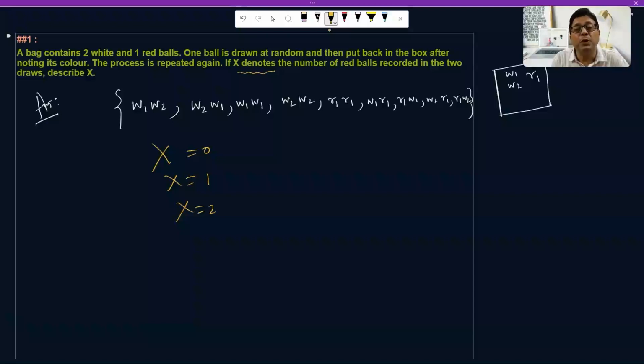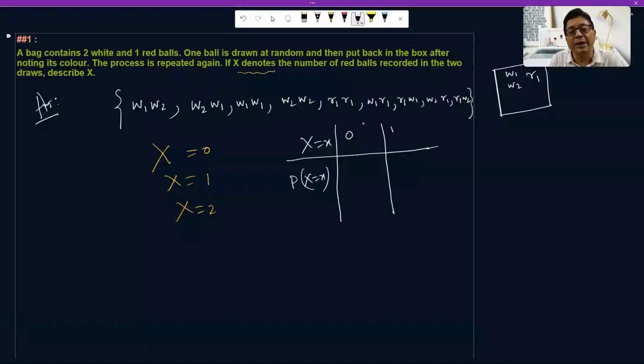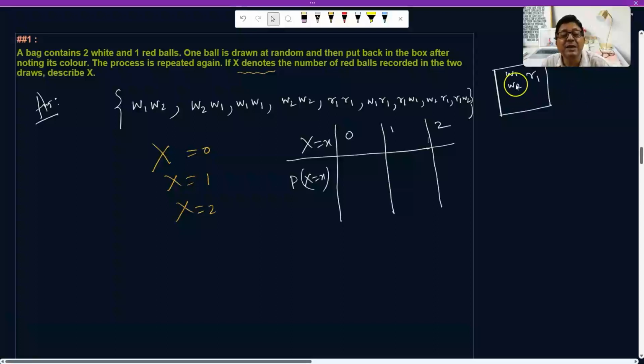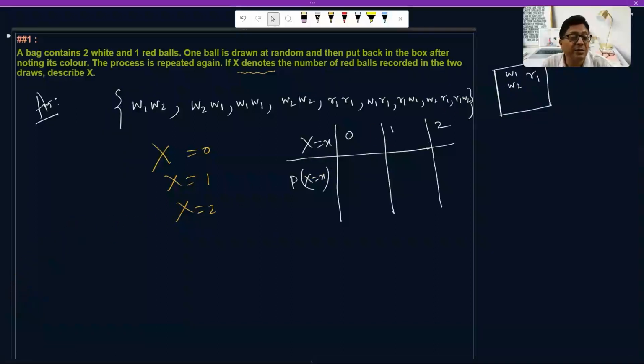So if you draw the table here for the purpose of the probability distribution, X equal to x in the first row, P(X equal to x) in the second row. What are the events over there? That is 0, which means no red ball. 1 means 1 red ball. 2 means both the times you are getting red balls. Let us write all the events associated with each value.